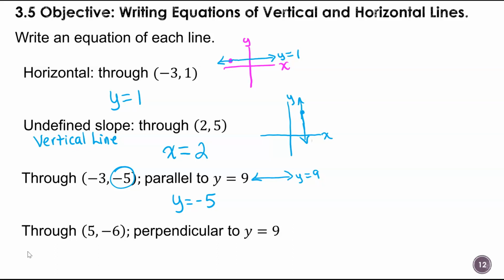Once again, okay, so y equals 9 is horizontal. We want this one to be perpendicular to y equals 9, right? So it has to meet that in a 90-degree angle, which makes it a vertical line. If it's vertical, it's x equals, in this case, 5, because that's my x coordinate. And so that's really all the work involved in these.